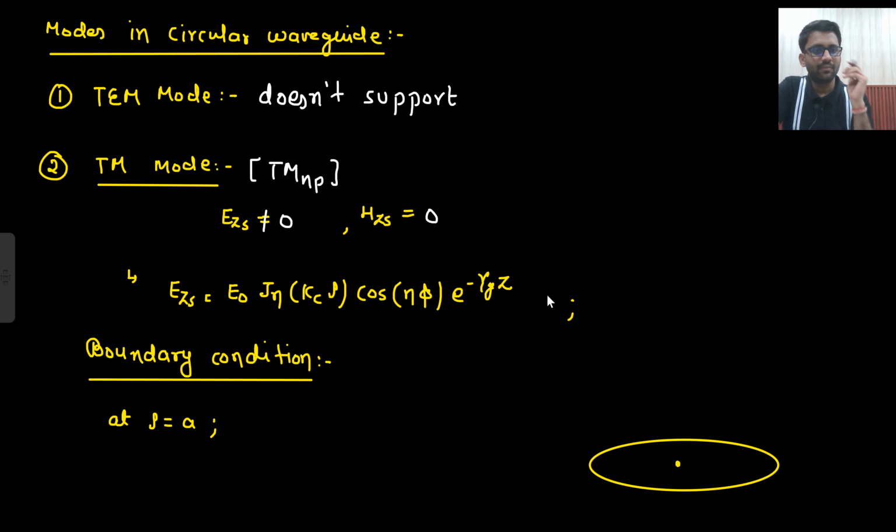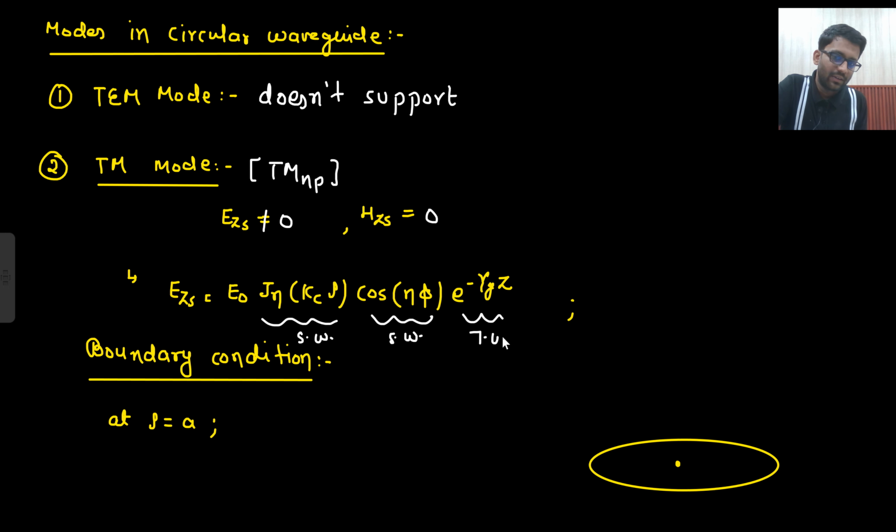What is our Ezs expression? E naught Jn Kc into rho cos n phi e to the power minus gamma gz. This we have already seen. So this represents our standing wave. This also represents our standing wave, and this represents our traveling wave.